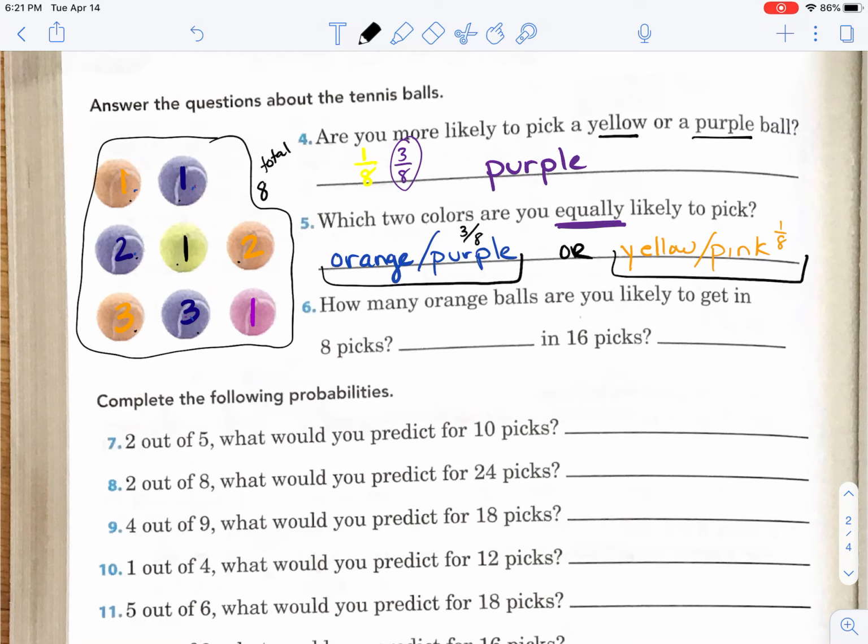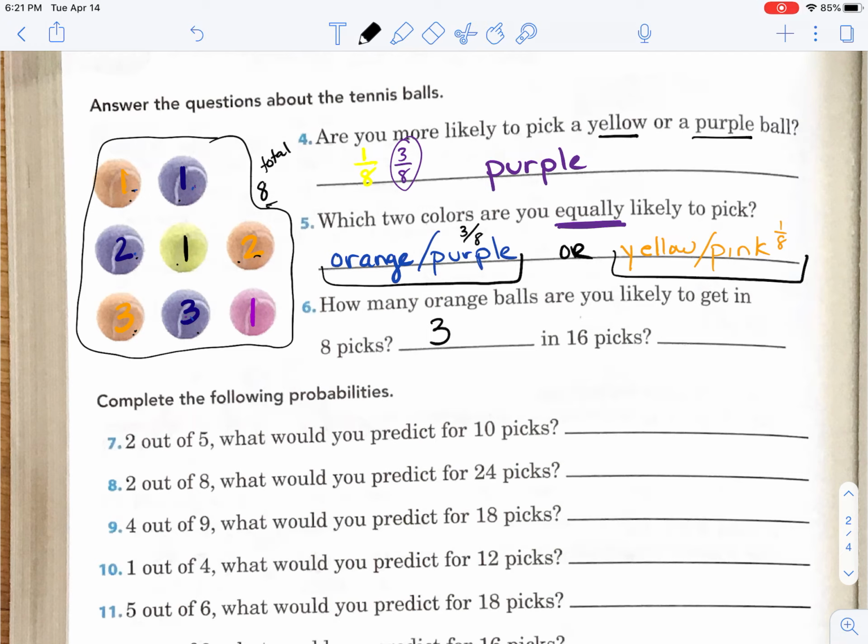Okay, number 6, how many orange balls are you likely to get in 8 picks? So if I were to pick 8 times, how many orange balls? So if I picked 1, 2, 3, 4, 5, 6, 7, 8, well, what do we know? There's 8 total. So how many orange balls would I pick out of there? Well, if I picked all of these out once, I would get 1, 2, 3. If I picked them all, I would pick all orange. I'd pick them all out. And how many orange were in that whole set? 3. I'd pick 3 orange.